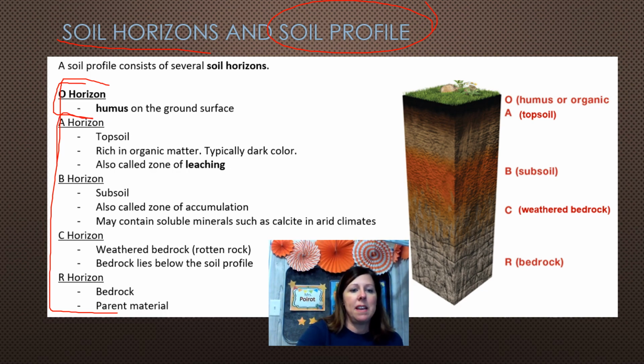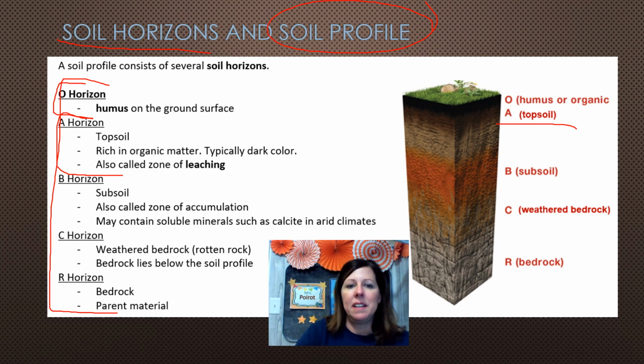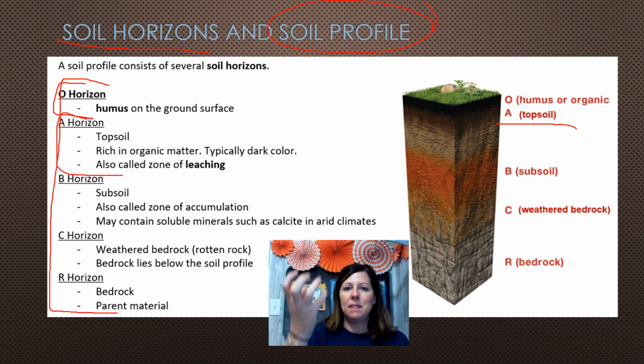So then we move on to the A horizon, which is topsoil. You can see that over here. That's very rich in organic matter. It's typically a dark color. And this is also called the zone of leaching. Leaching means things are moving down. If you have a garden, you've probably had to go and purchase some topsoil because the Georgia clay is not really good to grow a garden in. You've got to mix some things with it.